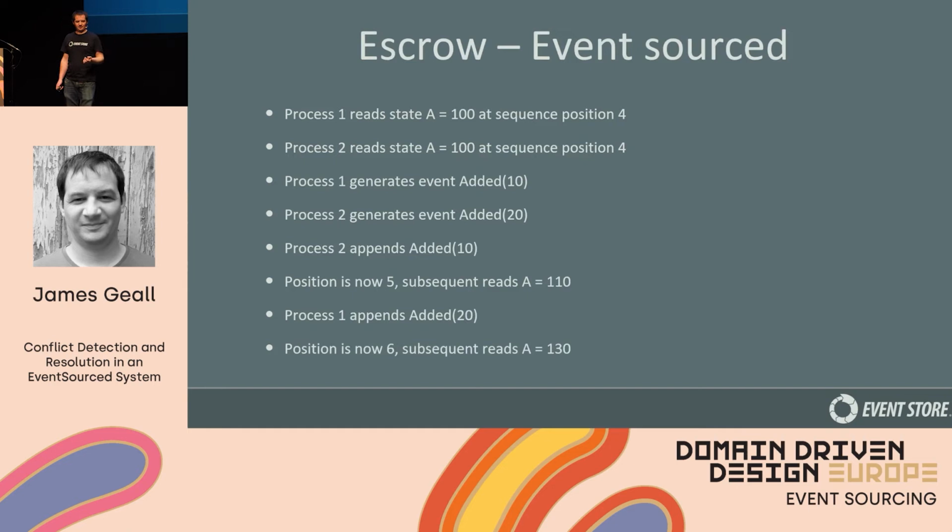Escrow, event sourced. Both read by calculating state at position 4, both generate the same events that we just talked about. They both append. The position moves on, but they don't care. At any point in time that anyone comes in and reads, either if the position is at 5 or if the position is at 6 after both processes are appended, they will get the correct state.